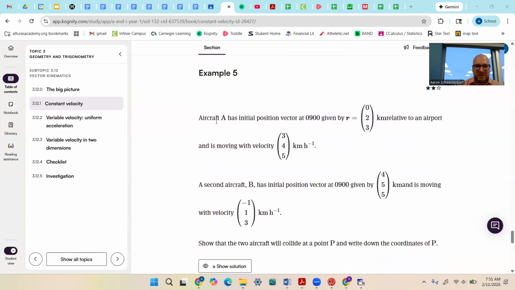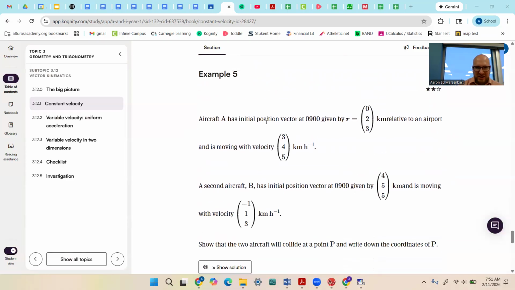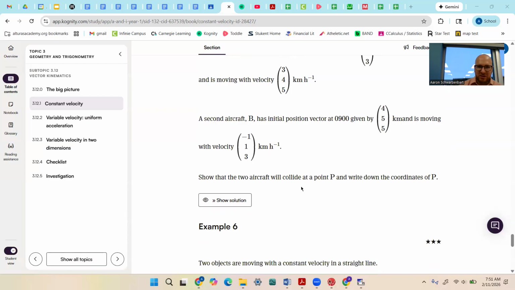Colliding objects. Aircraft A has position vector at 900 hours given by r = (0, 2, 3) kilometers relative to an airport. It is moving with velocity (3, 4, 5) kilometers per hour. A second aircraft is at (4, 5, 5) at 900 hours and is moving with velocity (-1, 1, 3). Show that the two aircraft will collide at point P and write down the coordinates of P.